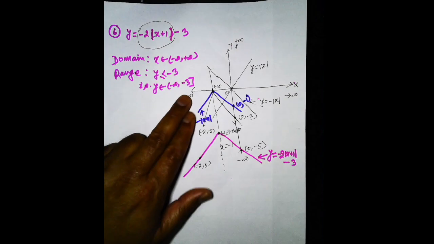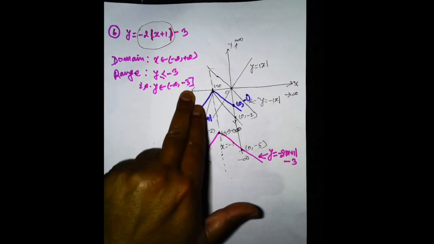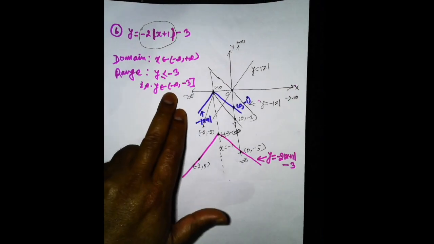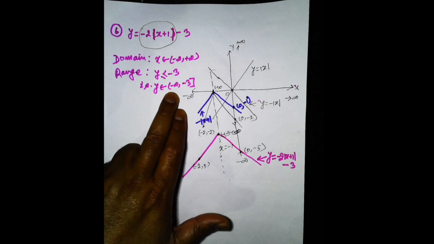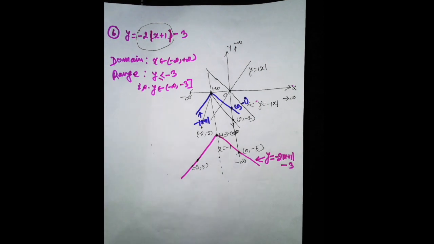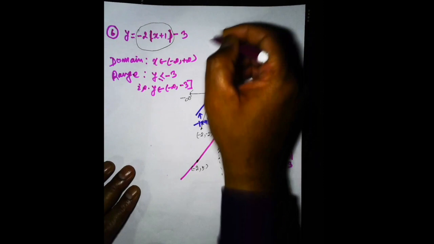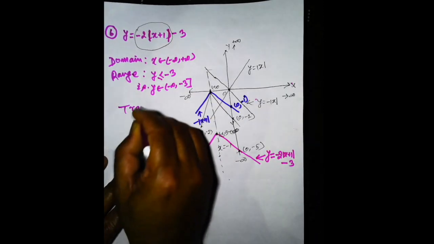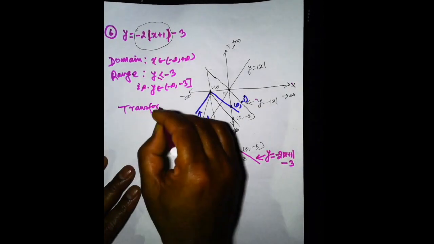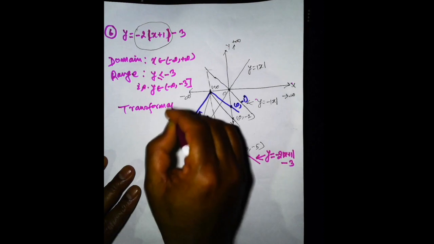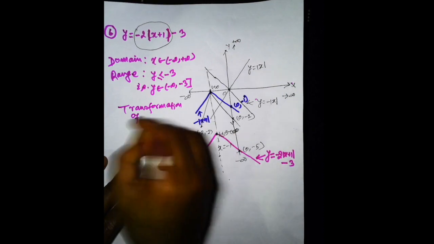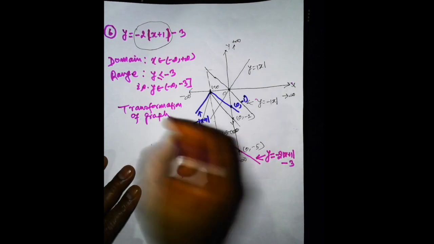A big bracket means it includes this value. A small bracket means it is near to -infinity, but it doesn't include that value. Okay, so this is the final graph by using the transformation of graph. So this is one way to draw the graph.